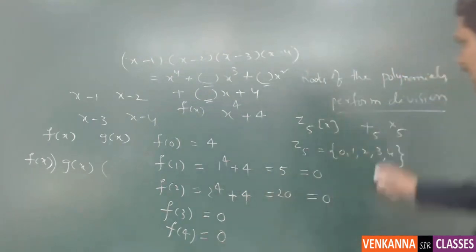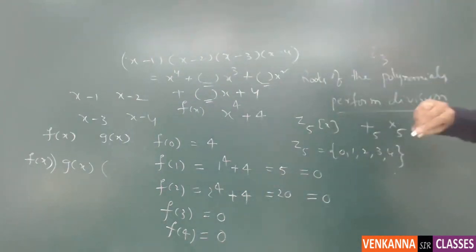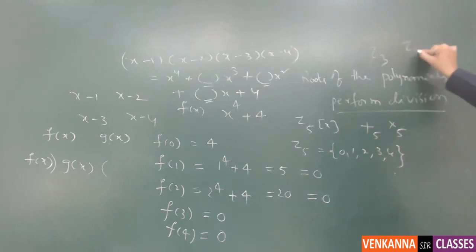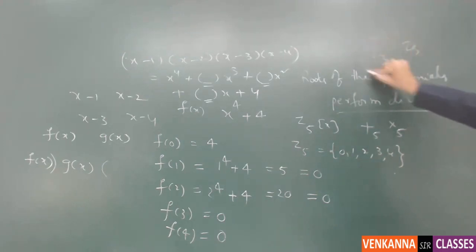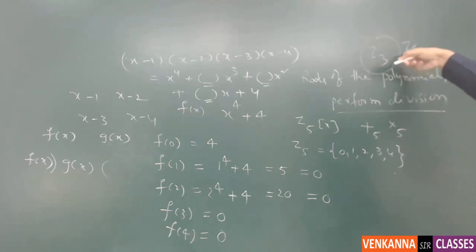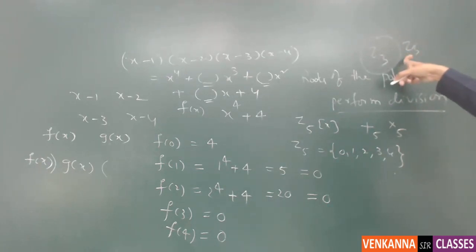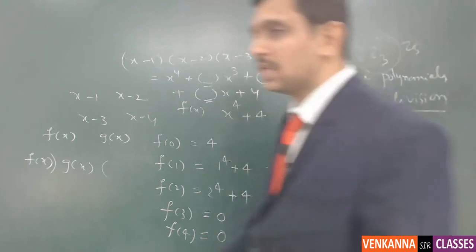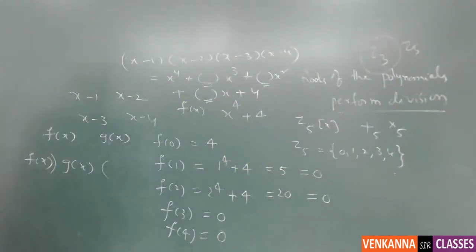Suppose you are taking the ring Z3 or Z5. If you are dealing with Z3, whenever the coefficients exceed 3 or equal 3, we have to take the respective remainder. Similarly, if you are performing the division over the ring Z5, then whenever the coefficients exceed 5 or equal 5, we should take the remainder, right? That is the normal procedure while performing division as well as multiplication.